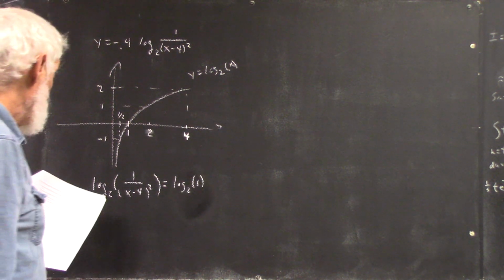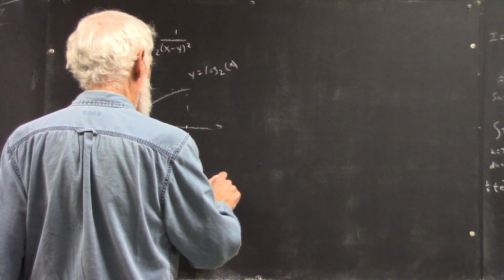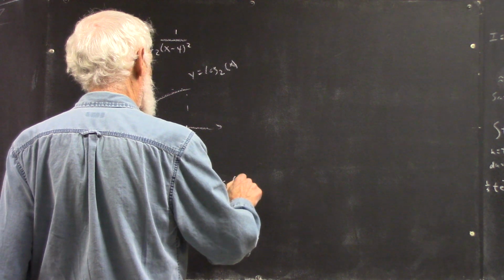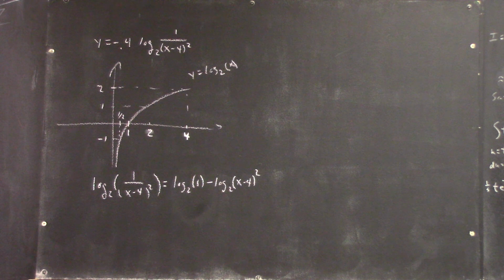Okay? So, log base 2 of 1 over (x minus 4) squared is log base 2 of 1 minus the log base 2 of (x minus 4) squared, right? Okay? Well, what's the log base 2 of 1? Look at the graph. 0. Hopefully all of you saw that.